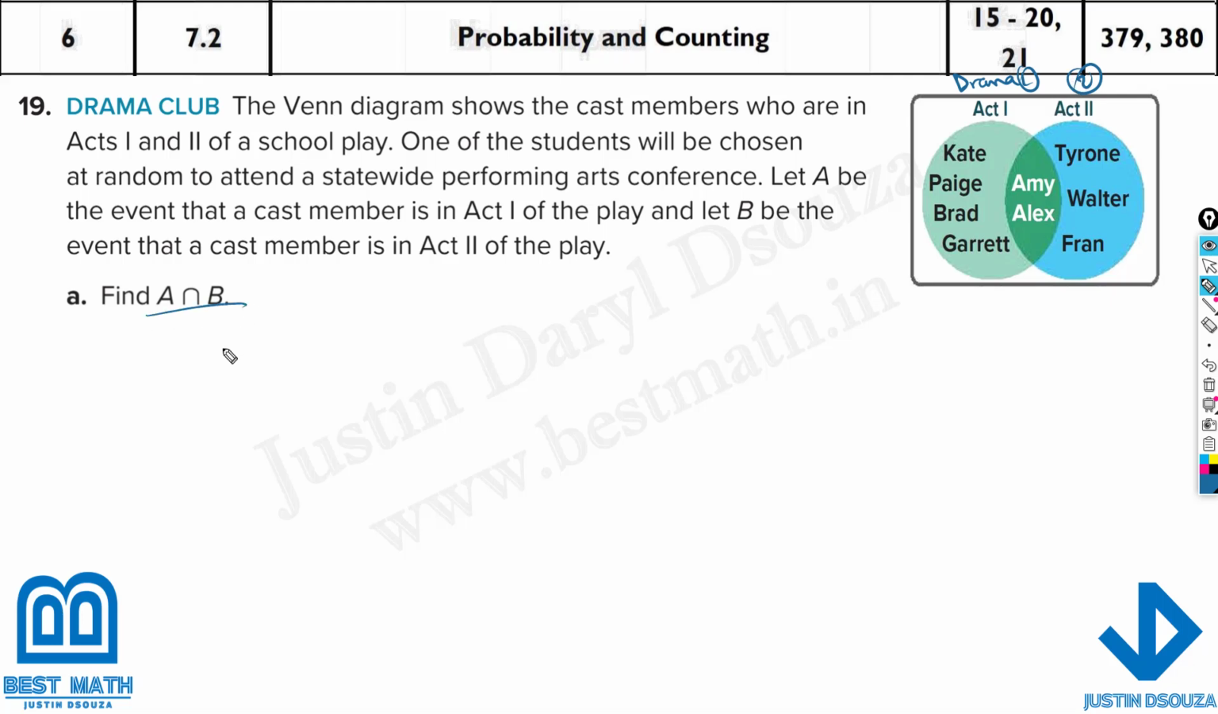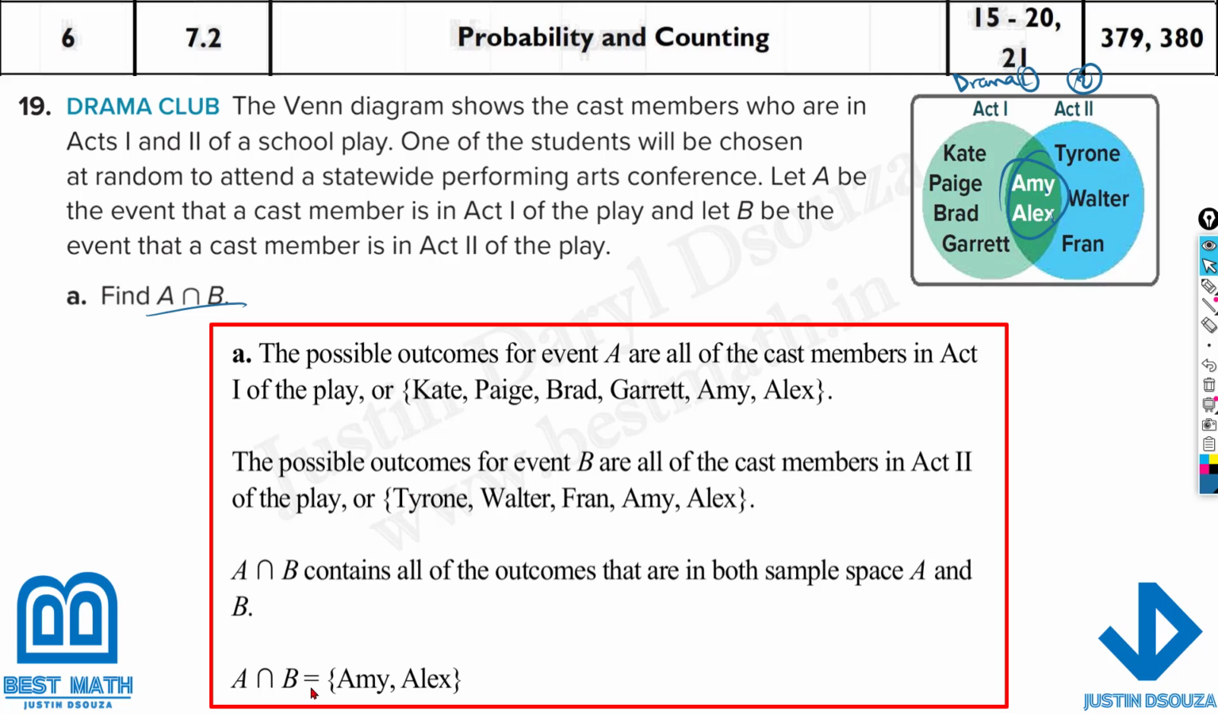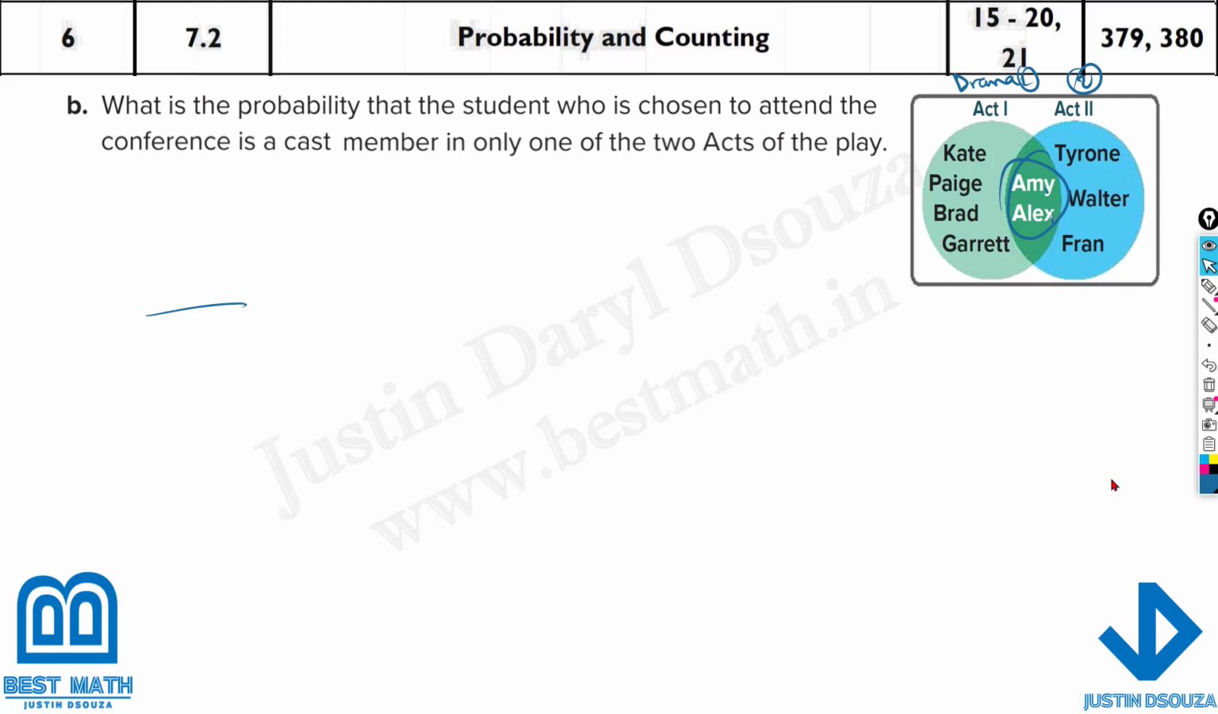These five people are doing drama 2 as well. They want to know A intersection B. Who are doing both of them? Here in the middle, you can see Amy and Alex are in both of these dramas, right? So they are the intersection. A intersection B is who are there in both: Amy and Alex.